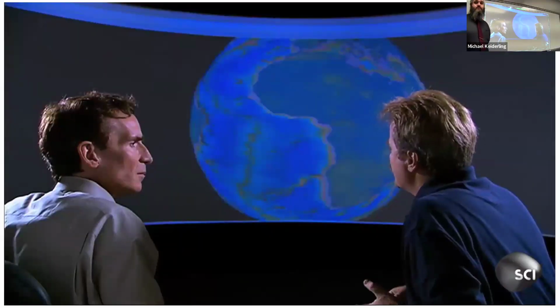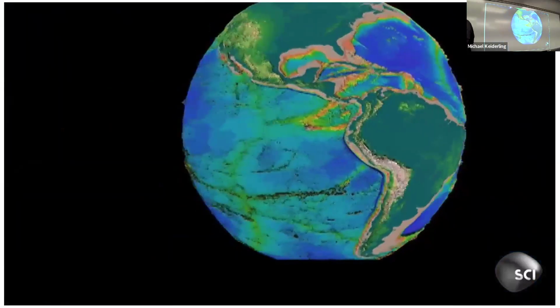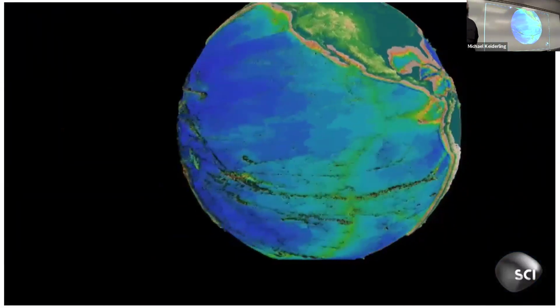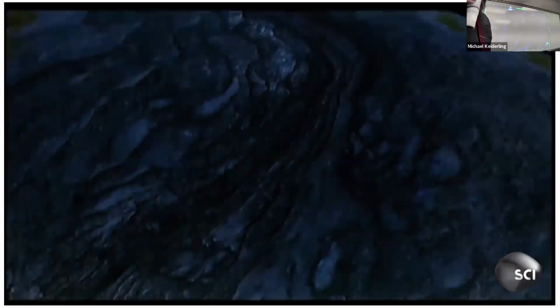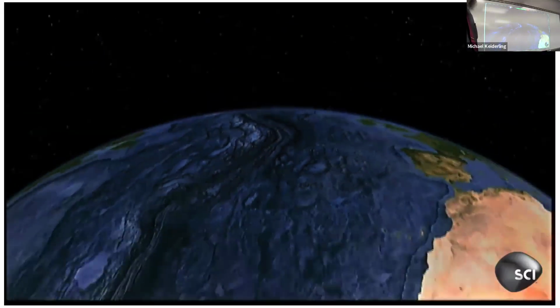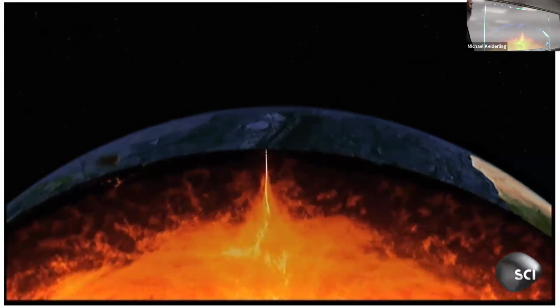Harry Hess was in a position that he could bring it all together. Things were spreading apart and new Earth was being generated. But if you did this for long enough, the Earth should grow. And it doesn't. The Earth doesn't get any bigger. Harry appreciated the fact that if new Earth was being generated in one area, it would have to be consumed or recycled in another area. The process that recycles the crust of the spreading ocean floor back inside the Earth is called subduction.